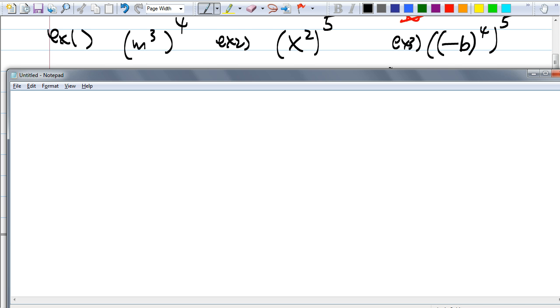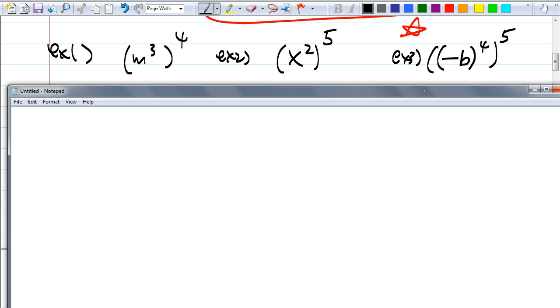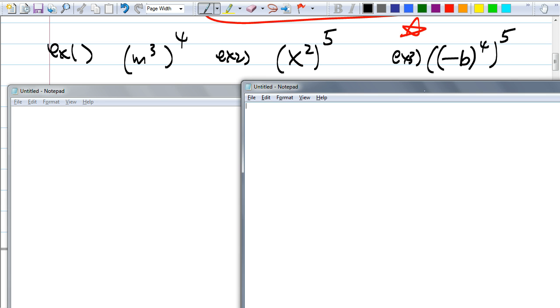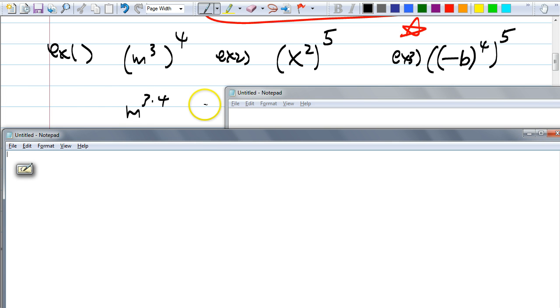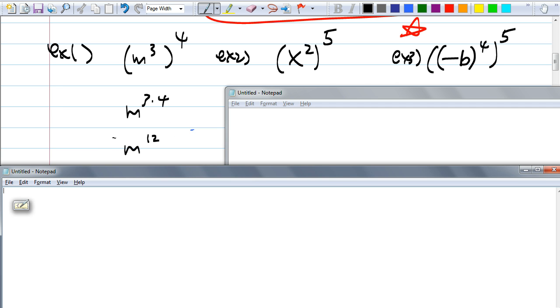That's fine. What kind of work do you think I want to see when you do these? For example, example 1, what kind of work do you think I'm looking for? Yeah, I want to see how you multiply the exponents. So I want you to write out m to the 3 times 4, and then that's how you get m to the 12. I don't want you to just do it in your head. Okay, go ahead, finish the rest, okay?